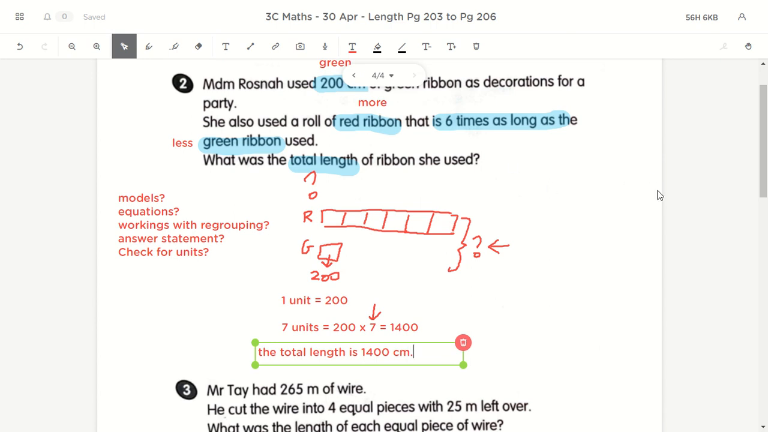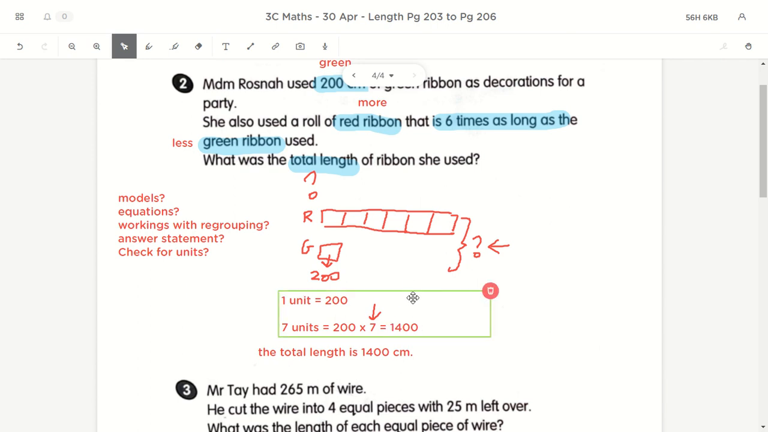Okay, a lot of you forget about the units as well. Don't just write the number. This one is about length, and length has units, so make sure you write down the units. Of course, some of you went to find the red ribbon first, and after that plus 200 to give you 1400. But you can actually do it in one step. Some of you only stop at finding the red ribbon, but you are finding the total.